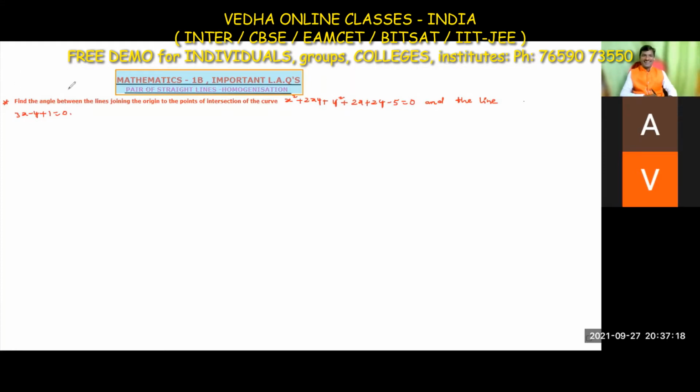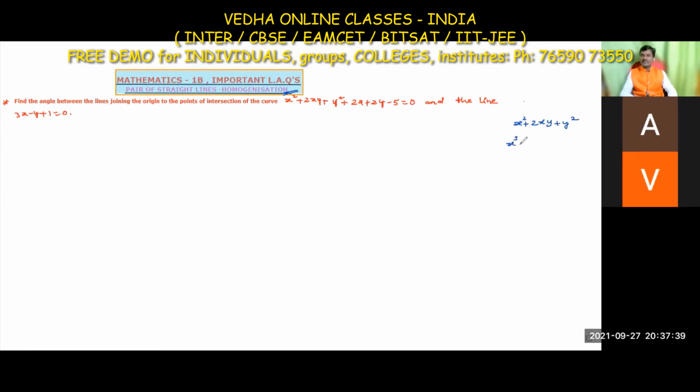And the line 3x minus y plus 1 equals 0. So this is a question here. In this question, we are going to discuss based on homogenization. Homogenization means, for example, x square plus 2xy plus y square. This is a homogeneous equation.